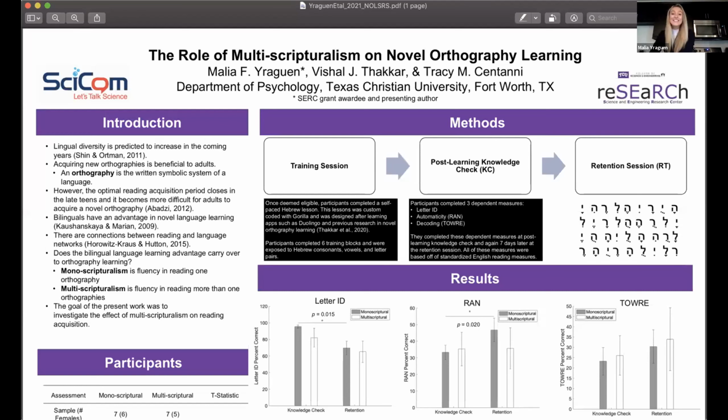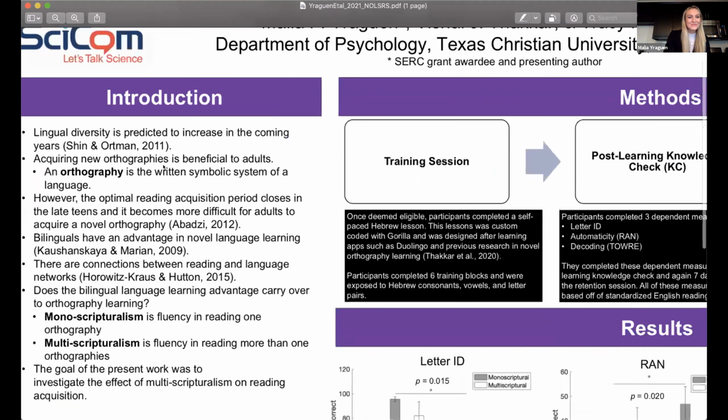Okay, our next presenter is Malia Iragwan, and her presentation is on the role of multi-scripturalism on novel orthography learning. All right, I will go ahead and share my screen. My name is Malia Iragwan, and I conducted my honors thesis research in Dr. Santani's lab, the genetics of auditory perception and plasticity here at TCU. So I will go ahead and zoom into this introduction.